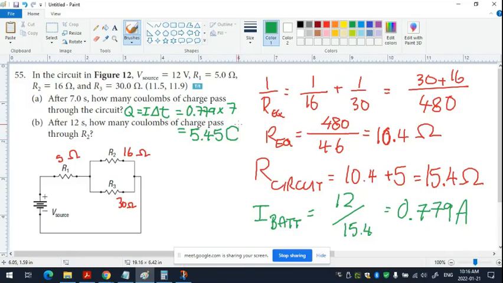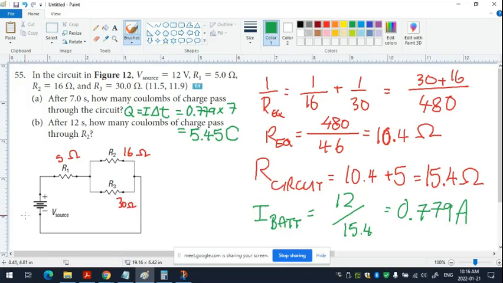How would you do part B? Part B is asking how many coulombs will pass through which resistance? R2, which means I need now to calculate the what? The current just through R2. Just through R2. Can someone tell me how to do that? How do you just calculate the currents in parallel? Remember what we did yesterday for worksheet number 8.